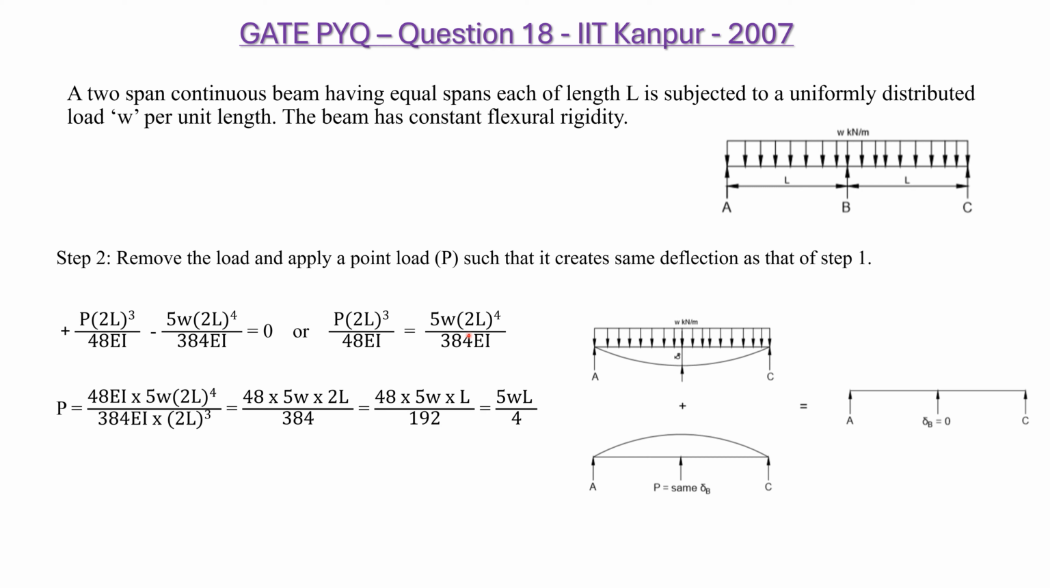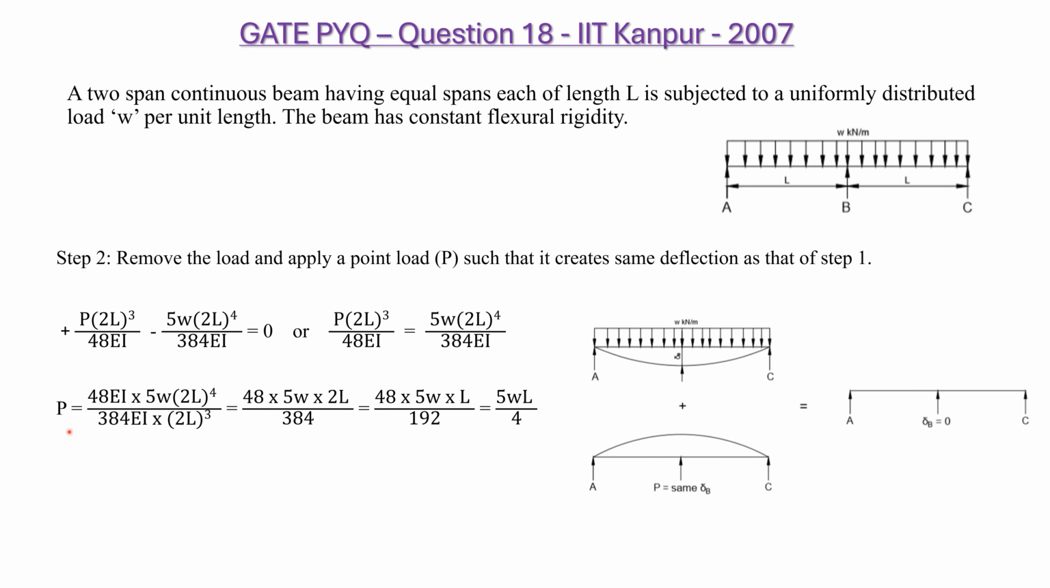I will take this 48 EI on the right hand side of the equal sign. Then this (2L)^3 will come down here. Therefore, here (2L)^4 and (2L)^3 get cancelled and 2L will remain here. 48 I have kept as it is. EI get cancelled in the numerator and denominator. 384 remains in the denominator and 5W will remain as it is. When I solve further, this 2 cancels with 384 to give 192. Then again this 48 cancels with 192 to give 4.